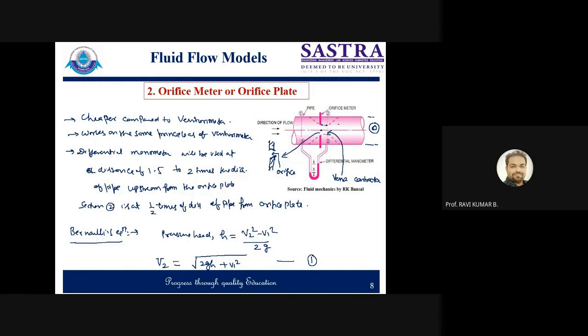So if I say that area here is A naught, right? Area here is A naught. A naught is the area of this vena contracta, and A, if I say area of this pipe. So section 1-1 is exactly lying at the pipe diameter, right? So we can say area here is A, but here area is A naught. So we can write that.